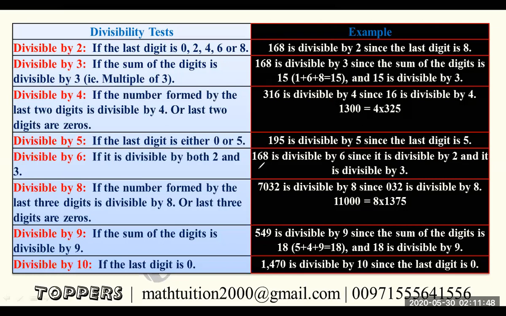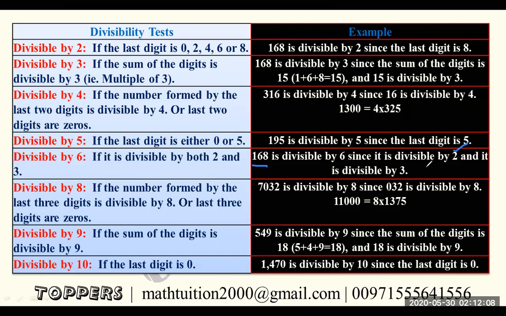Fine. Now we are taking an example, 168. Is it divisible by 6? So let us check for both the cases, 2 and 3. Since the last number is 8, it is an even number. So it is divisible by 2.